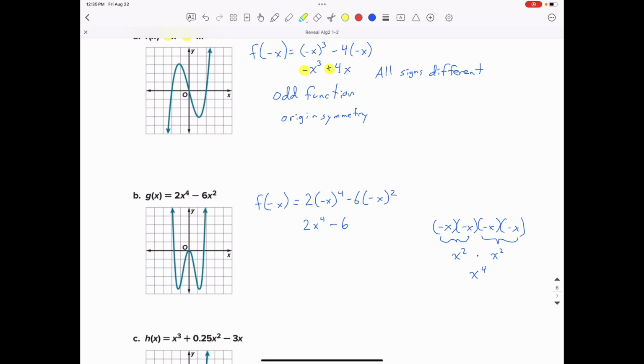And you can see we've actually done negative x squared already. When you take a negative x times a negative x, you actually get positive x squared. So notice on this one, the signs are the same as the original function. We come up with the exact same original function. And when that occurs, that means it does have y-axis symmetry, so it is an even function with y-axis symmetry.